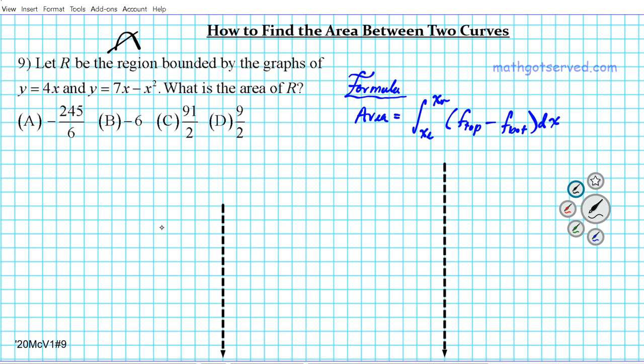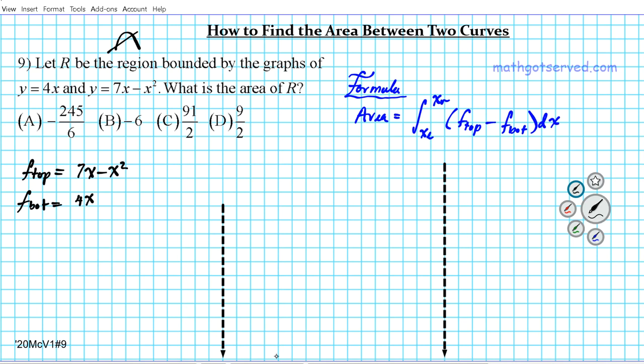Okay. All right. So let's go ahead and do it. So f top is going to be your quadratic function, which is 7x minus x squared, and then f bottom is going to be your linear function.